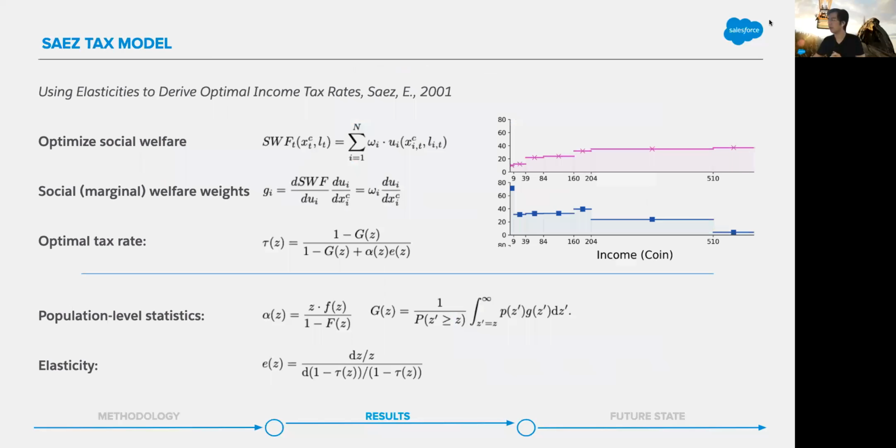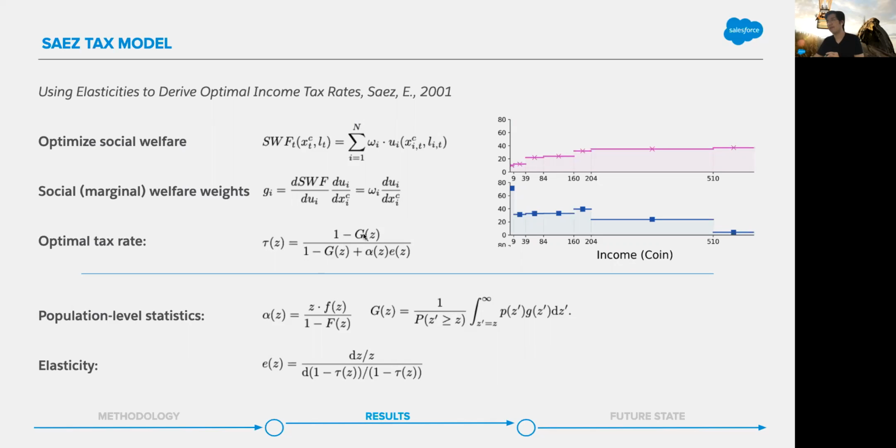Okay. Now let me tell you briefly about the SAS model, because it is, as I said, one of the most prominent tax models out there. And what this tax model does is actually optimizing for a linear social welfare function. So it takes a weighted average of all the agent utilities in this world. And it then defines the optimal tax rates, tau, in the middle here, as this ratio of 1 minus capital G divided by 1 minus capital G plus alpha times E.